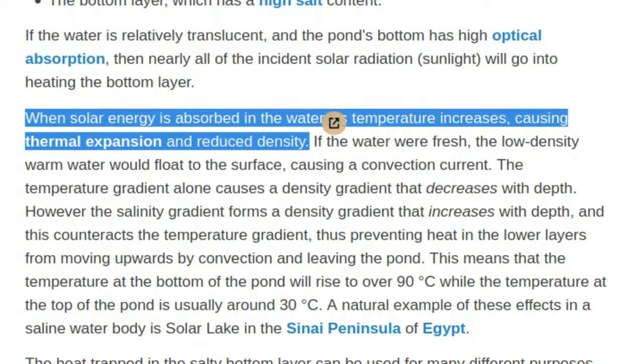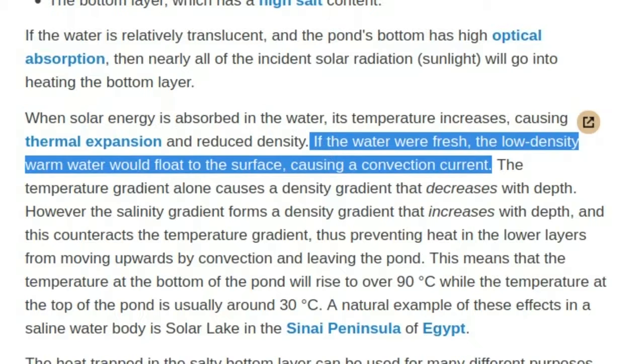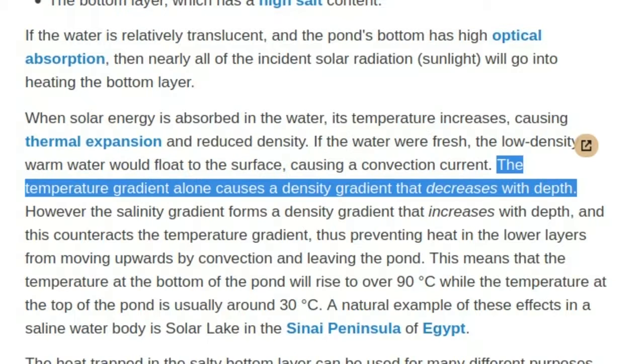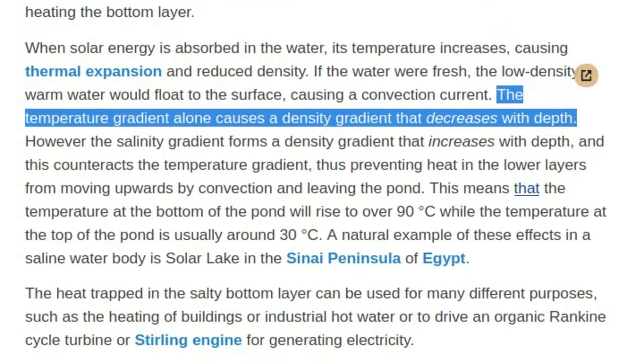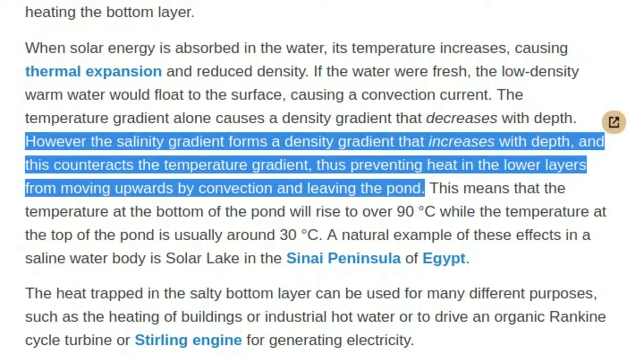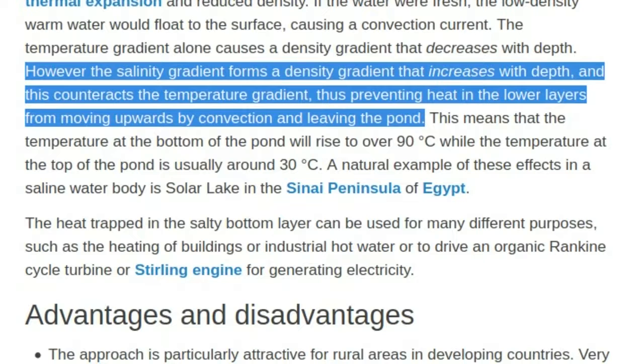When solar energy is absorbed in the water, its temperature increases, causing thermal expansion and reduced density. If the water were fresh, the low-density warm water would float to the surface, causing a convection current. The temperature gradient alone causes a density gradient that decreases with depth. However, the salinity gradient forms a density gradient that increases with depth, and this counteracts the temperature gradient, thus preventing heat in the lower layers from moving upwards by convection and leaving the pond.